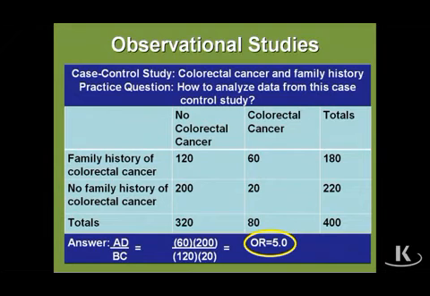What does that mean? Well, you're going to hear this interpreted in different ways. One way you're going to hear it interpreted would be, if you have a family history of colorectal cancer, you're 5 times more likely to have colorectal cancer yourself. Now, that's correct, but it's not best. Why is it not best?